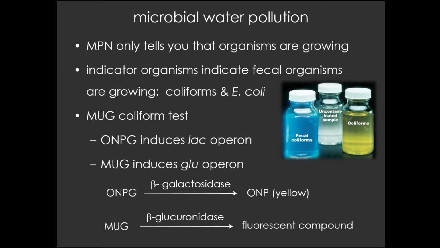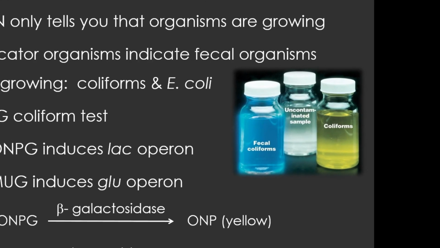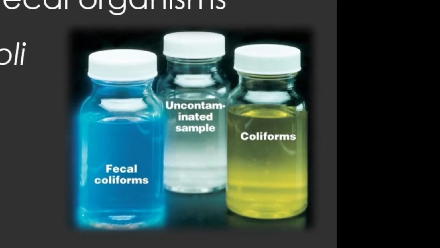of the normal flora. However, MUG, which induces the glucuronidase operon, will typically only be induced by E. coli, because this is a much less utilized operon. The production of beta-glucuronidase is indicative of the presence of E. coli, and so the conversion of MUG by beta-glucuronidase into this fluorescent compound, which you see in the photograph here, is indicative of E.